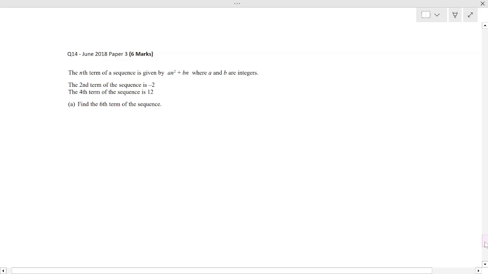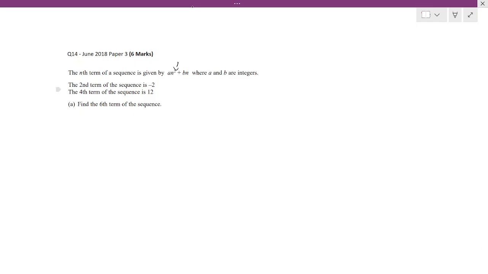So we are given an nth term of a sequence, and we're given the second term is -2, and the fourth term is 12. Then we need the sixth term. But we can't work out the sixth term directly, because if we plug in 6, we're just going to get A's and B's. It won't be an actual number. So we're going to need to find A and B. Well, we've got two bits of information here, so I think we can do that.